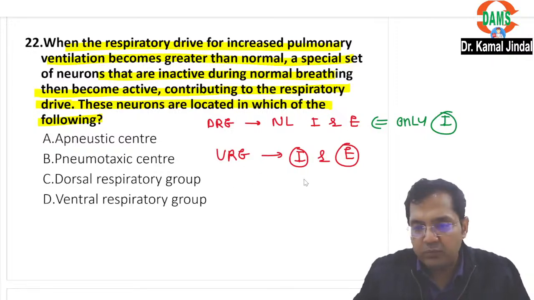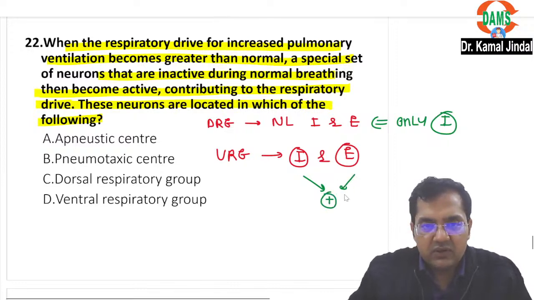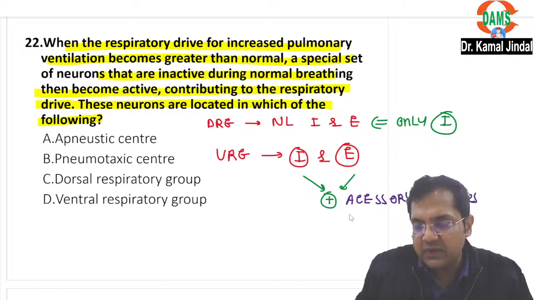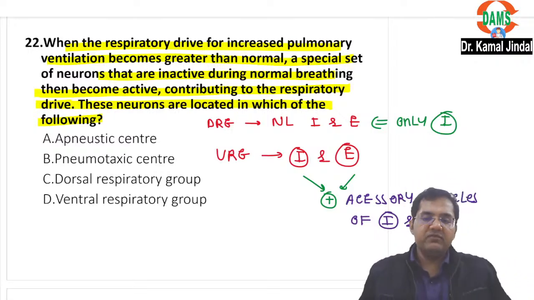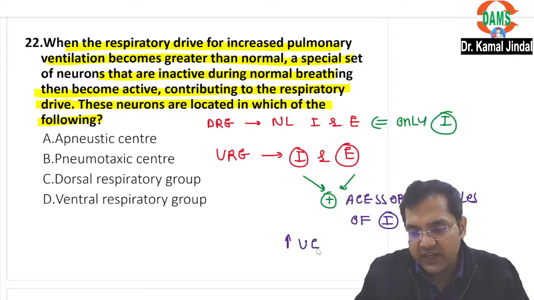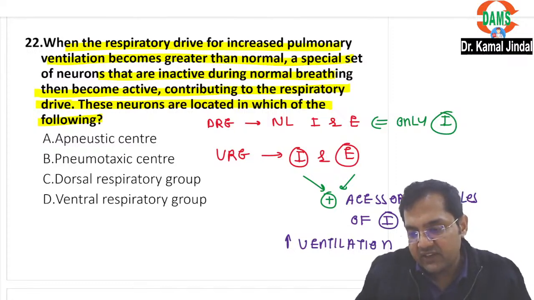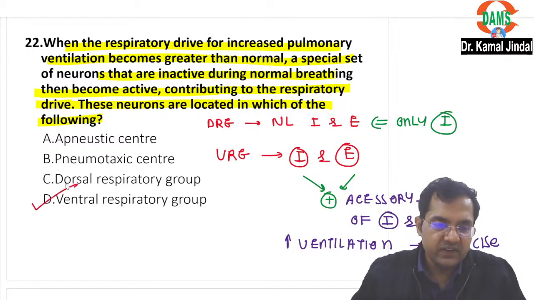We have another center known as the ventral respiratory group of neurons, which contains both I and E neurons. But DRG contains only I neurons, right? So it is required for normal inspiration, expiration. VRG, which contains both I and E neurons, stimulates your accessory muscles of inspiration and expiration. Accessory means the muscles which are not required normally. Remember, when will they be required? When you need more ventilation, such as in exercise, right? So not required normally. The answer is none other than VRG.